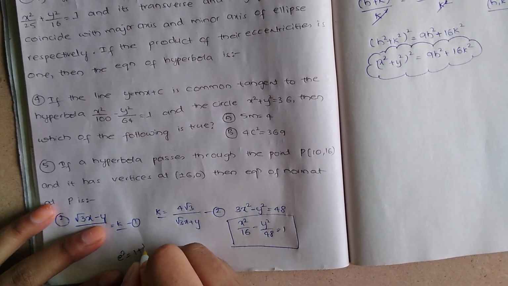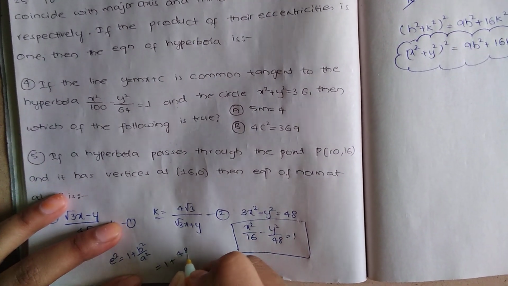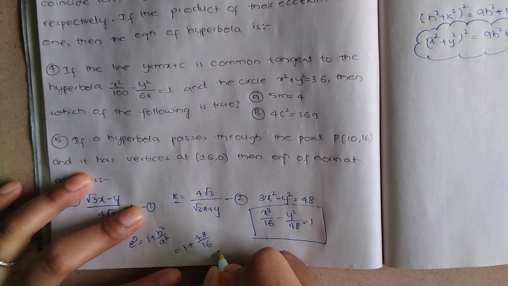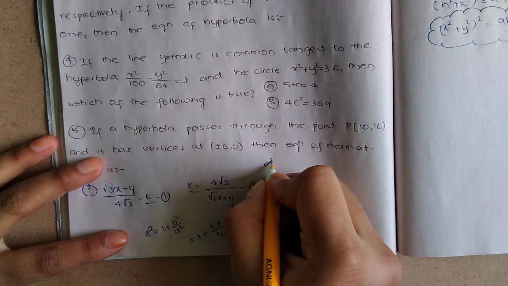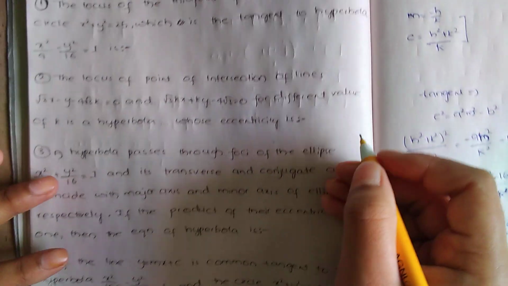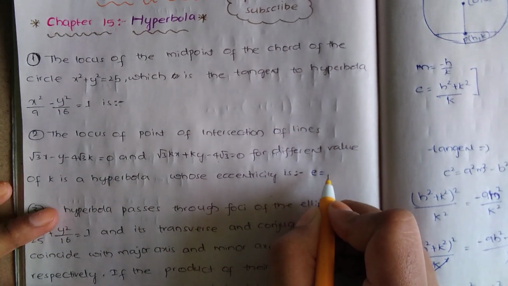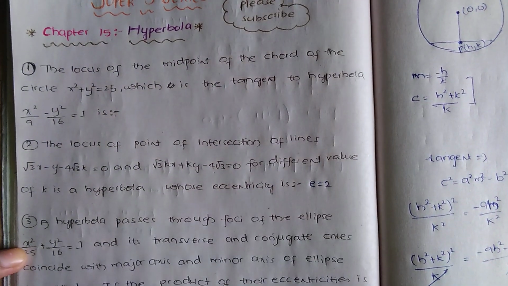e square is equal to 1 plus b square by a square. 1 plus 48 by 16, which means 1 plus 3 is equal to 4. e square is equal to 4, that implies e is equal to 2. So the eccentricity of the hyperbola formed by the locus of points of intersection of both these lines is 2.